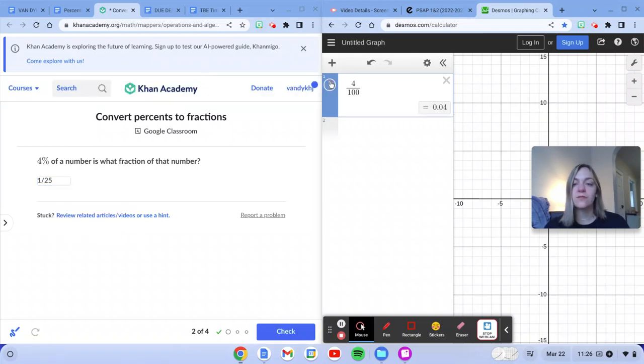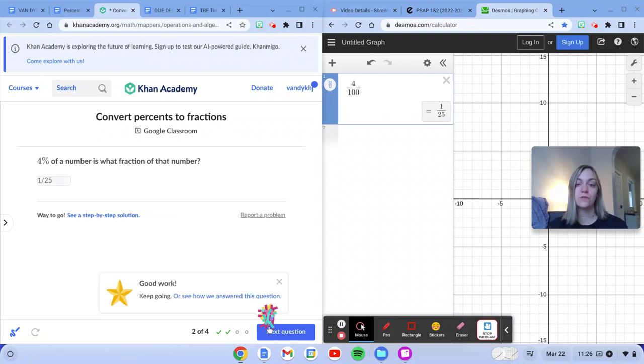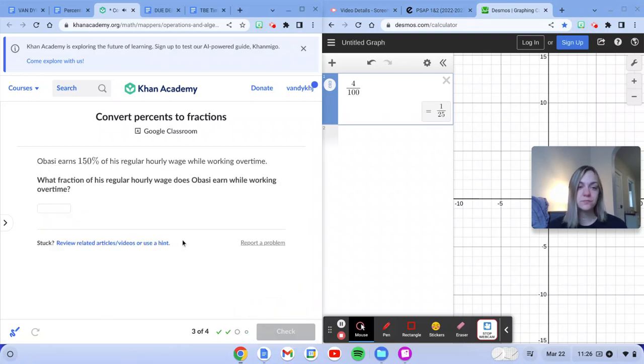If I unclick the fraction button, I see this percentage written as a decimal. But again, the problem is asking for a fraction. So I'm going to type 1 over 25.